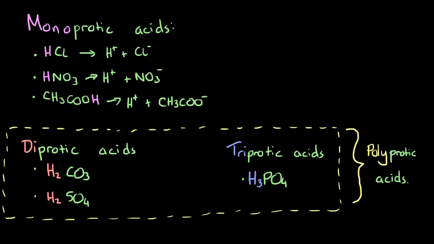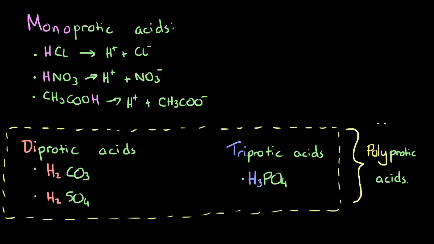This contrasts to the diprotic and triprotic acids. H2CO3, which is carbonic acid, and H2SO4, which is sulfuric acid, are both diprotic, and they can release both of these hydrogens as H+ ions. Phosphoric acid, H3PO4, is triprotic, and it can release three hydrogen ions. So together all of these acids would be called polyprotic acids.